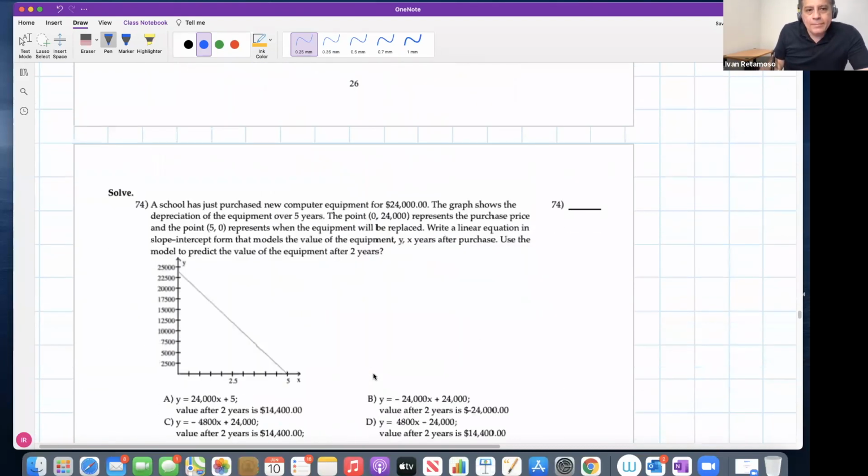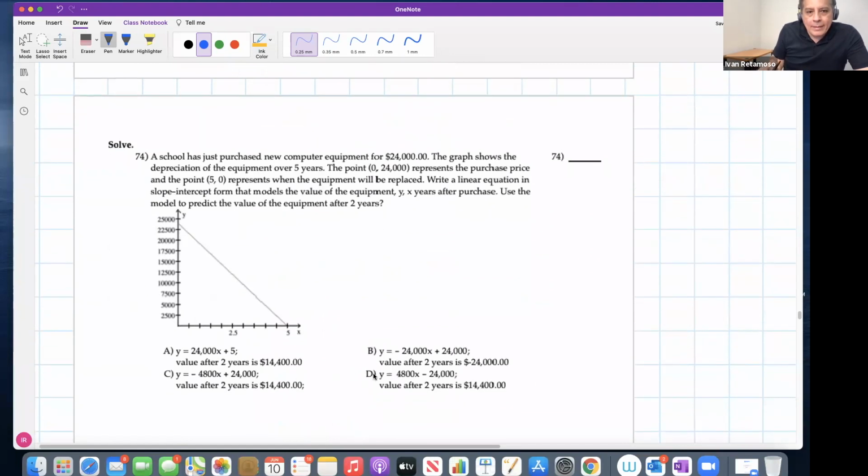Another question here, 74. It says the school has purchased new computer equipment for $24,000. The graph shows the depreciation, the loss of value, of the equipment over 5 years. This point represents the time when they purchased the computer system, and this other point represents the time when the computer system is completely depreciated.